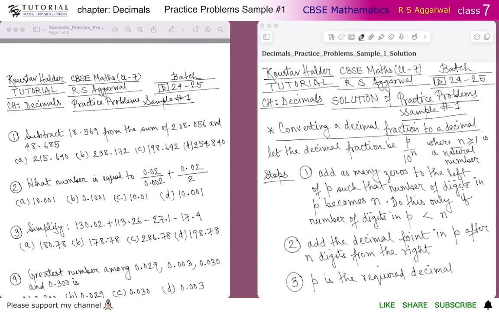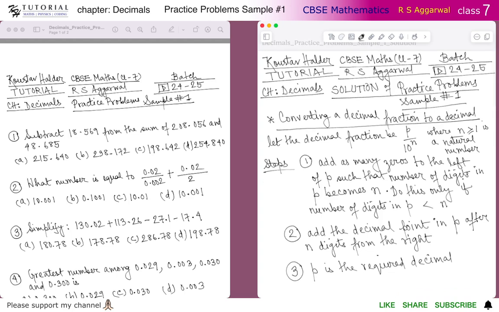Okay, so on the left hand side, I have kept the PDF of the sample problems, practice problems, sample number 1 that we will solve. But before solving these problems, I would like to discuss one thing on the right hand side. How do we convert a decimal fraction to a decimal? What is a decimal fraction? A decimal fraction is where the denominator is like 10, 100, 1000, that is a power of 10, where the power is a natural number. And we have to convert this kind of fraction to a decimal.